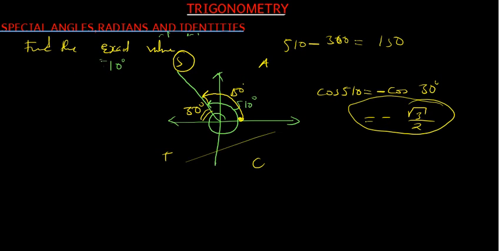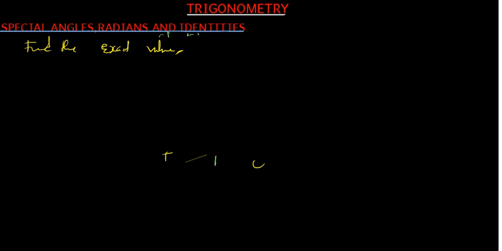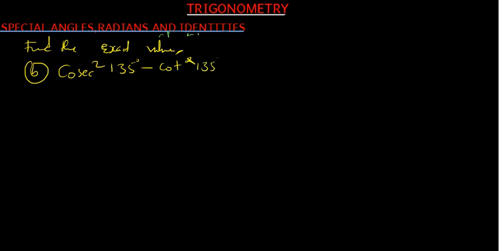Alright, let's consider another problem. So we've been given another one where it is saying cosec squared 135 degrees minus cot squared 135 degrees. So how do we find the exact value for this one?